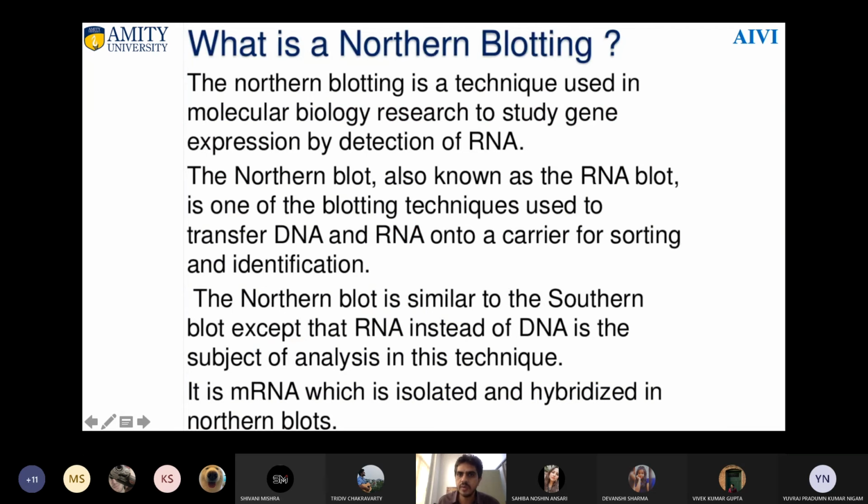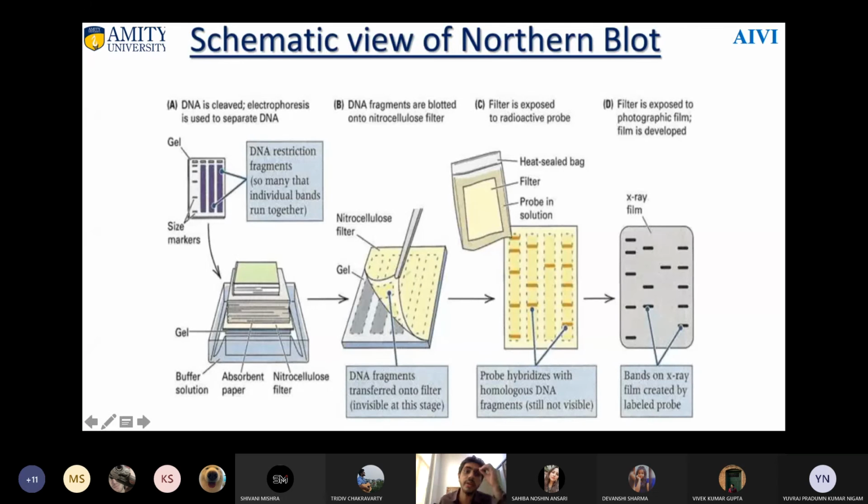So northern blotting is a blotting technique used in molecular biology to study gene expression, utilizing the detection of RNA. It is also known as RNA blot, because we are blotting the RNA. But commonly, as it is similar to Southern, we call it Northern. So it's not a big difference. Whatever we are talking about schematically here, it is the same thing.